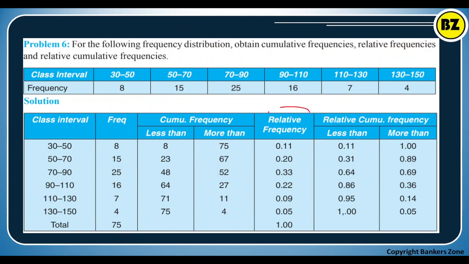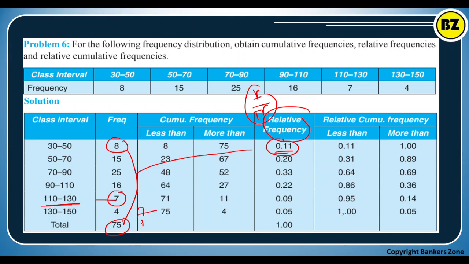I repeat, relative frequency is simply frequency upon total frequency. So how to calculate? The frequency is 8, the total frequency is 75, so 8 upon 75 you will get 0.11. Now for example, for the class 110 to 130, the frequency is 7, so 7 upon 75 you will get 0.09 as the relative frequency. Very easy.